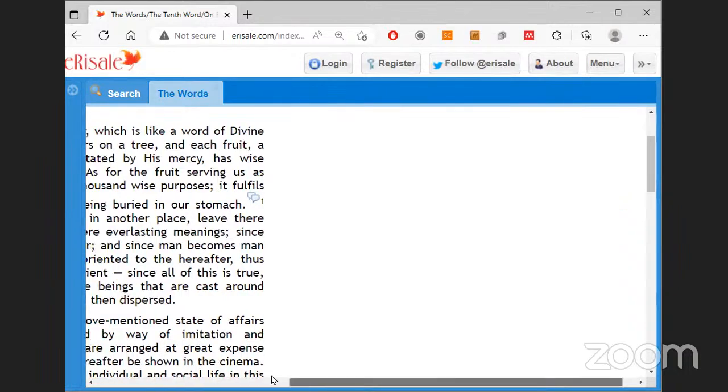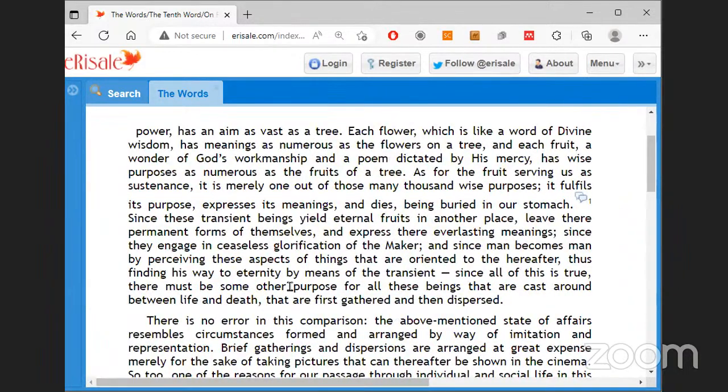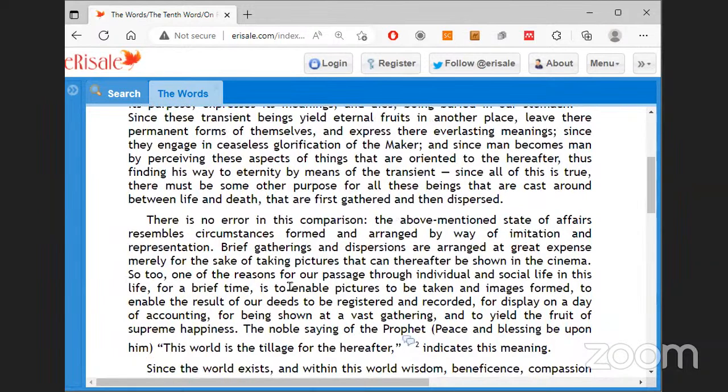Since these transient beings yield eternal fruits in another place, leave their permanent forms of themselves, and express their everlasting meanings, since they engage in ceaseless glorification of the Maker, and since man becomes man by perceiving these aspects of things that are oriented to the hereafter, thus finding his way to eternity by means of the transient. Since all of this is true, there must be some other purpose for all these beings that are cast around between life and death, that are first gathered and then dispersed.